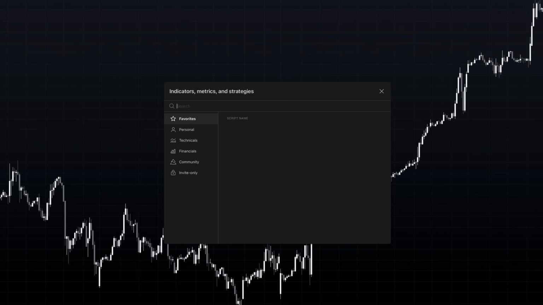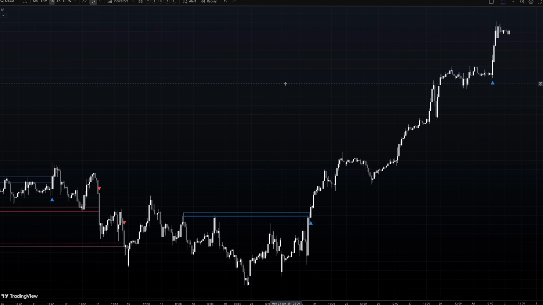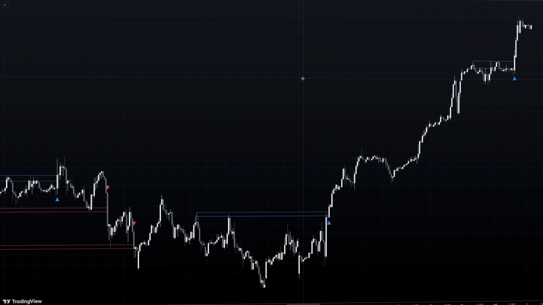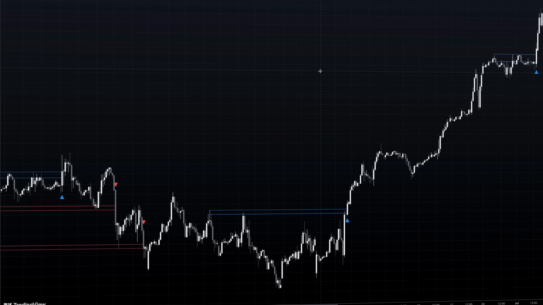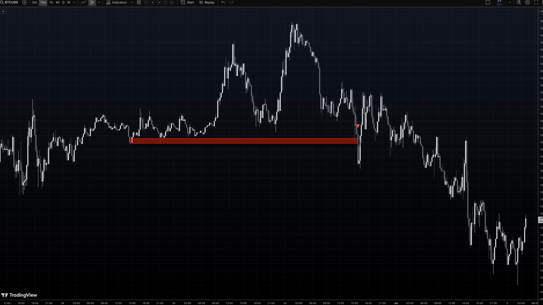Breakout Finder. Created by Lonesome the Blue, this indicator identifies breakout patterns through pivot point clustering analysis. The system tracks pivot highs and lows within defined periods, storing their values and locations in arrays for pattern recognition. It searches for situations where multiple pivot points cluster within a narrow price range, creating resistance or support zones that generate significant breakout signals when penetrated.